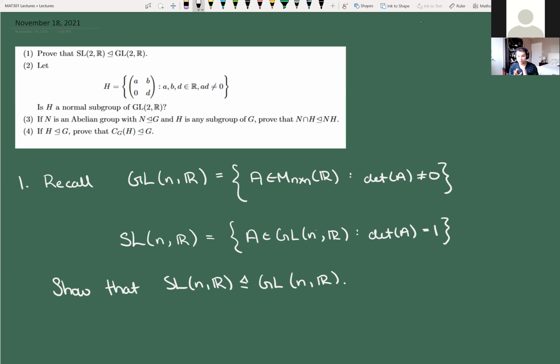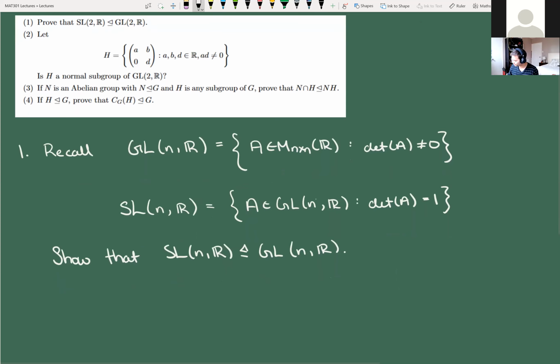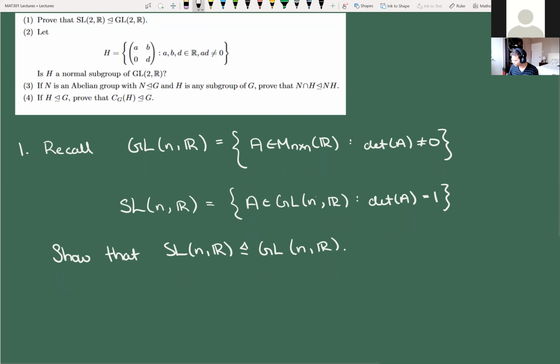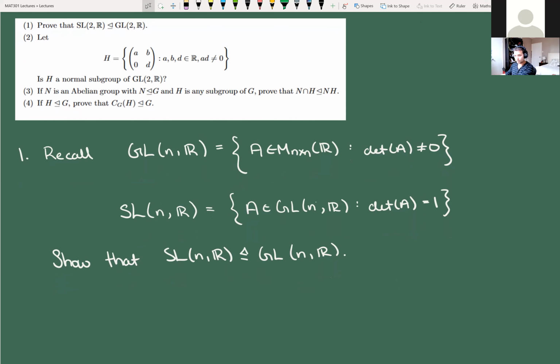Like I said, this one really isn't bad. Think about what it is that you want to show, and then just show it. And again, think about the fact that both of these things are defined in terms of the determinant. So the determinant is probably going to play an important role here, but give that a shot. Think about it. See if you can come up with an answer. I'm only going to give you about 2 or 3 minutes for this one because it's not too bad. Let's try that 2 or 3 minutes, see if you can knock the answer out there.